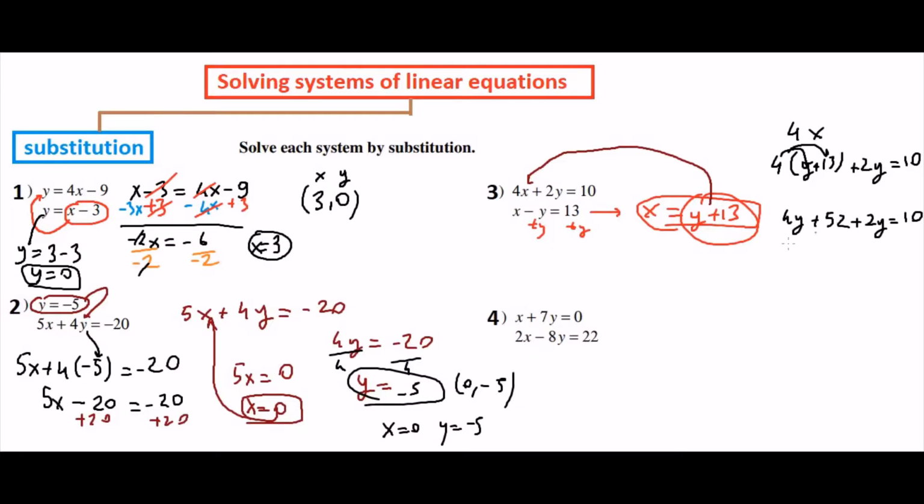Now I'm going to combine y values. 4y plus 2y is 6y plus 52 equals 10. Now I'm going to subtract 52 on both sides. So 6y equals negative 42. So I need to divide both sides by 6. Then y equals negative 7.